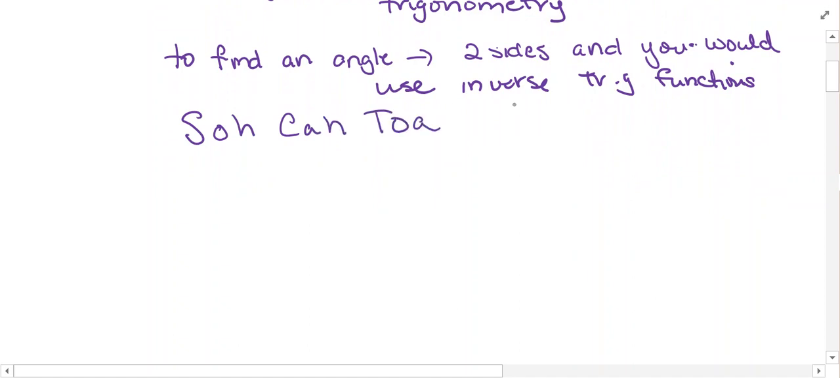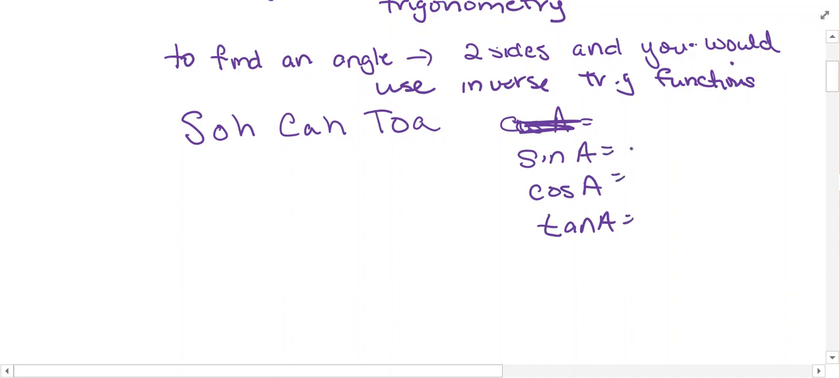Even if you memorize it that way, I would always recommend that you write at the top of your test or the top of the homework that you're doing, just translate this into a list. Let's start with sine. Sine and some angle, cosine and an angle, and tangent and an angle. And it'll be opposite over hypotenuse, adjacent over hypotenuse, and opposite over adjacent.